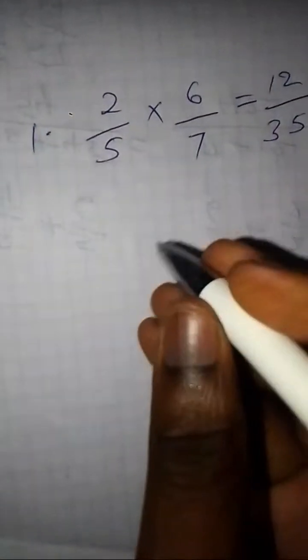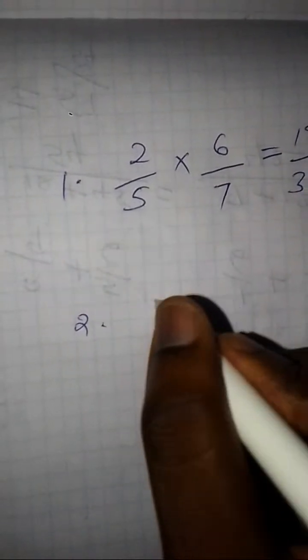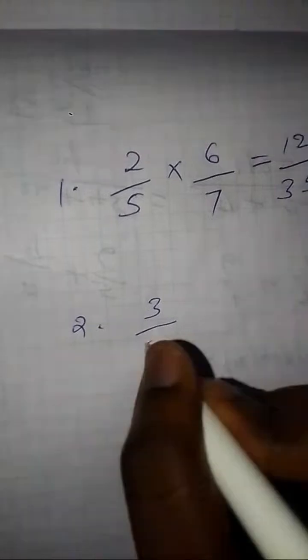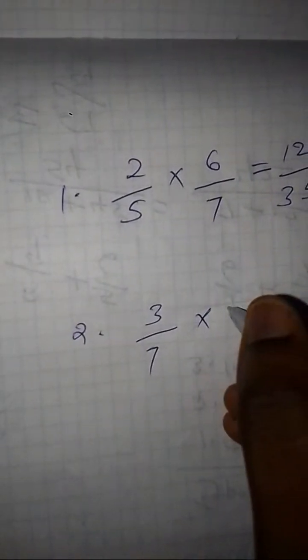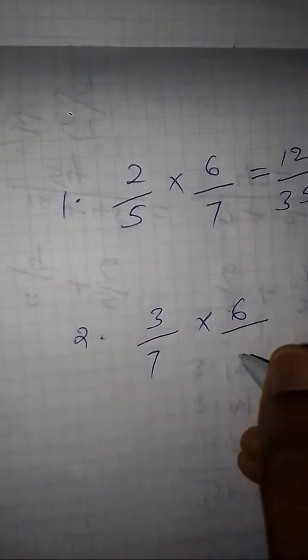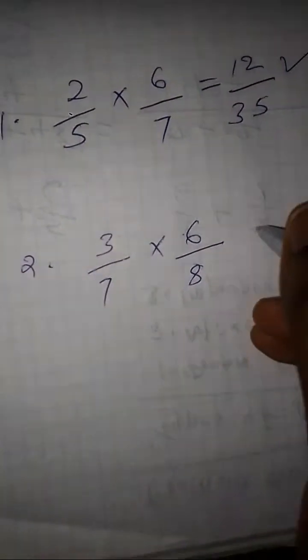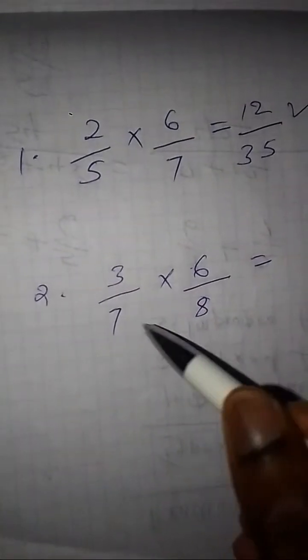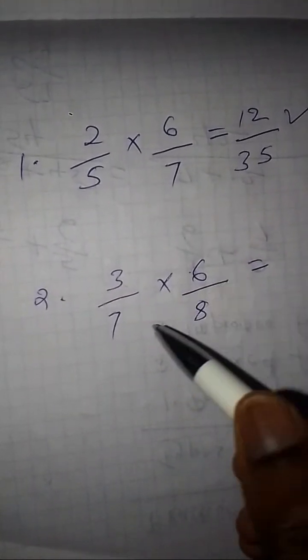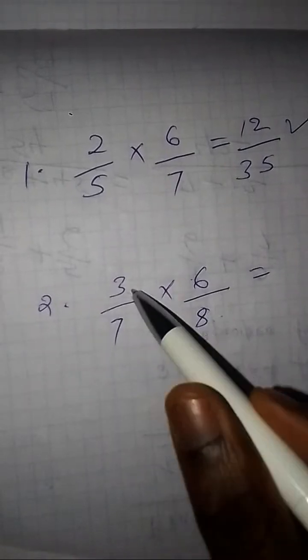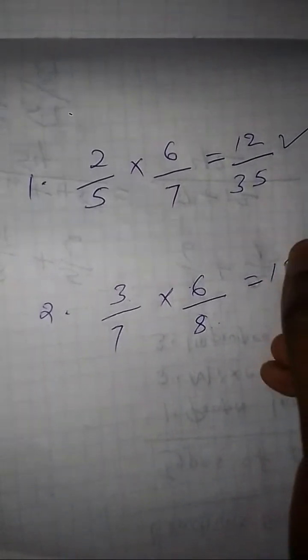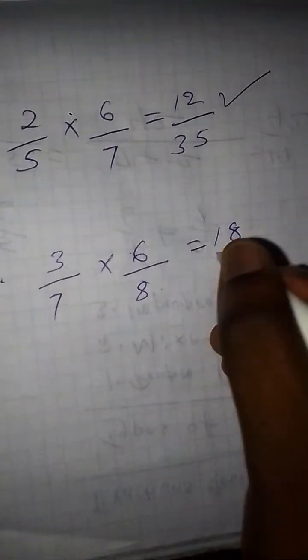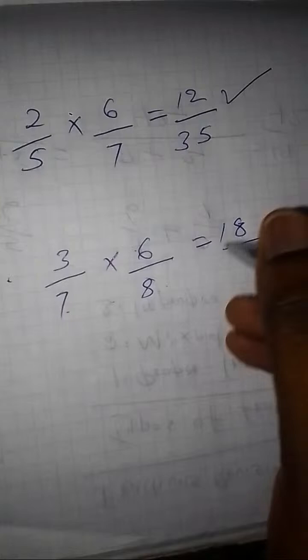Let's now pick example 2. In this case you can have maybe 3 over 7 multiplied by 6 over 8, like that. So when you have this second example, 3 over 7 multiplied by 6 over 8, we just multiply the numerators directly, then the denominators directly. That is 3 multiplied by 6, which is 18, over 7 multiplied by 8, which is 56.